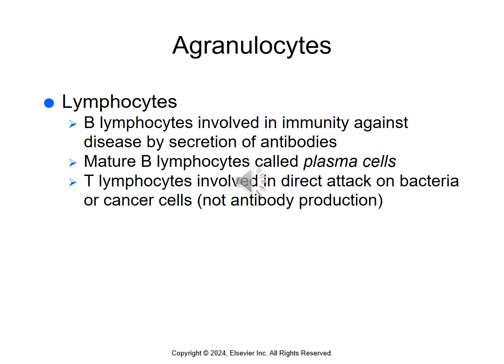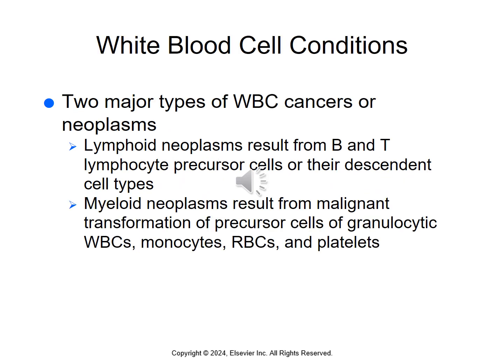Okay, so that's the difference between our T and our B. Our B secretes the antibodies, and T basically attacks the bacteria or cancer cells. White blood cell conditions. Two types of white blood cell cancers or neoplasms. So we have our lymphoid neoplasm, which results from B and T lymphocyte precursor cells or their descendant cell types.